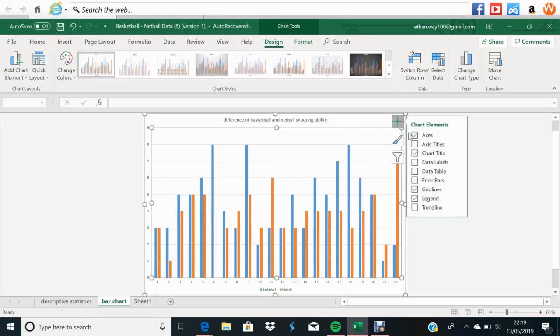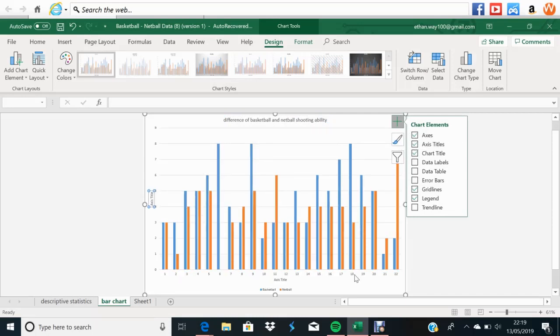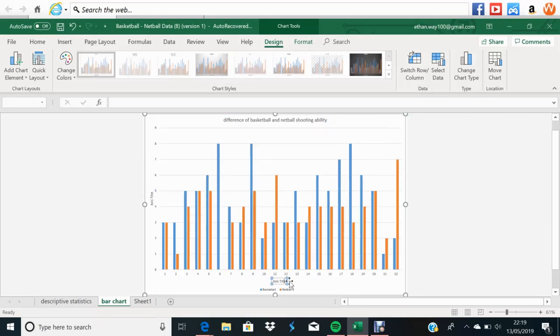I'm also going to add in our axis titles. So our axis at the bottom is going to be called participants. Our axis on the left will be called successful shots, or number of successful shots.